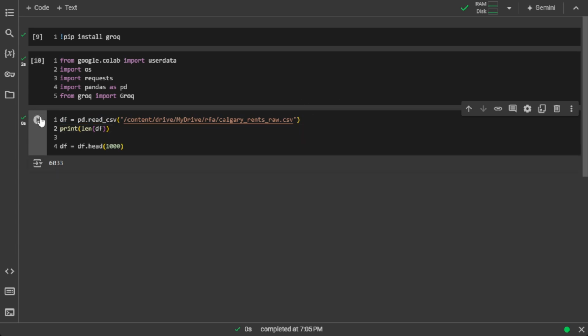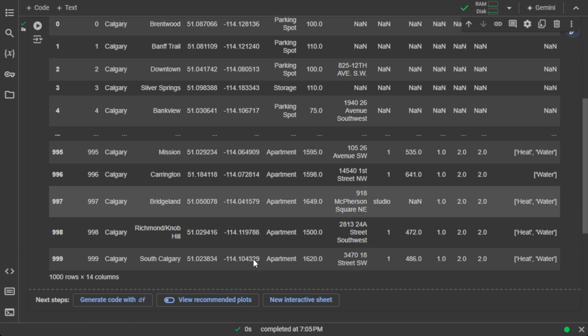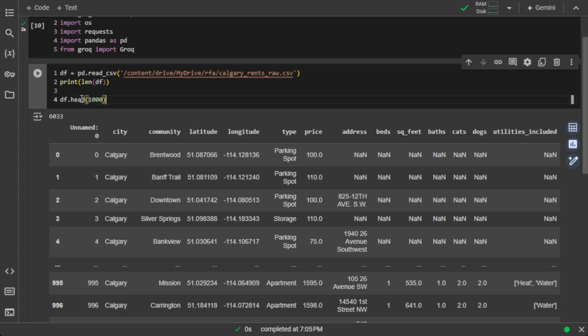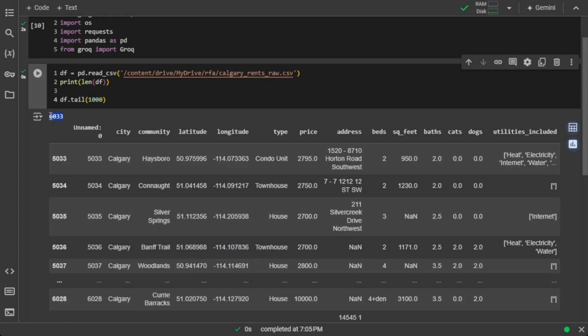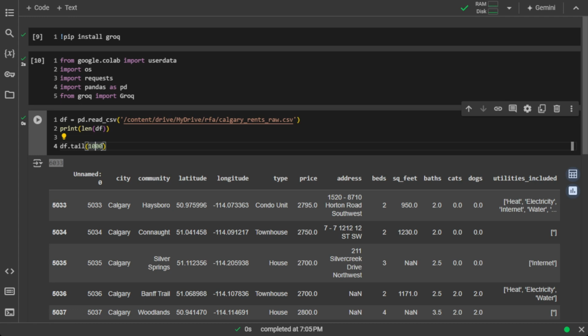So like I said, we're looking at the same data set, or at least a very similar data set as in my recent other videos. And they are Calgary rental listings. As you'll notice, we've got 6,000 items in the data. I'm printing off the tail 1000 here. Oh man, I didn't mean to do that. We'll print off the tail 50.